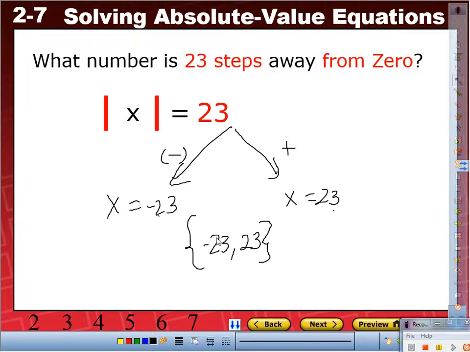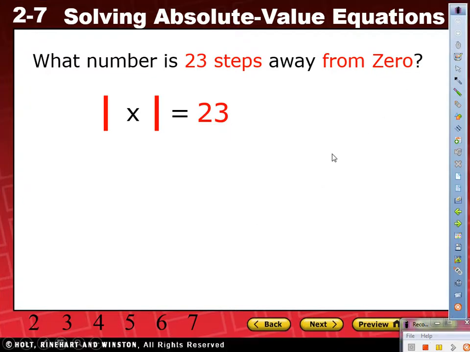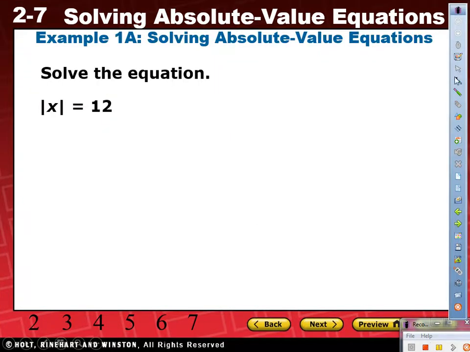Okay, don't copy that. Copy this next one down, though. Example number 1. Copy this one. It says, example 1a, solve the equation: absolute value of x equals 12. Copy that.